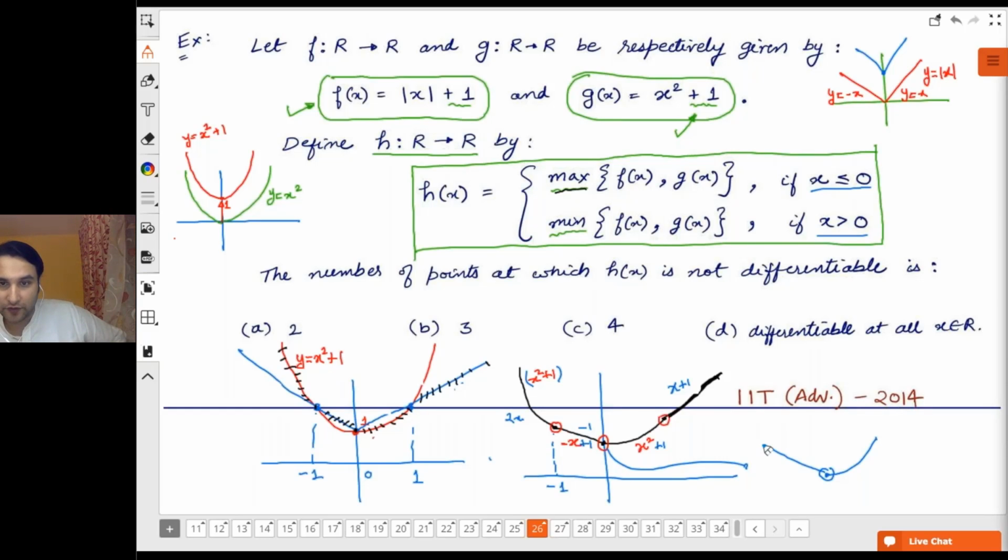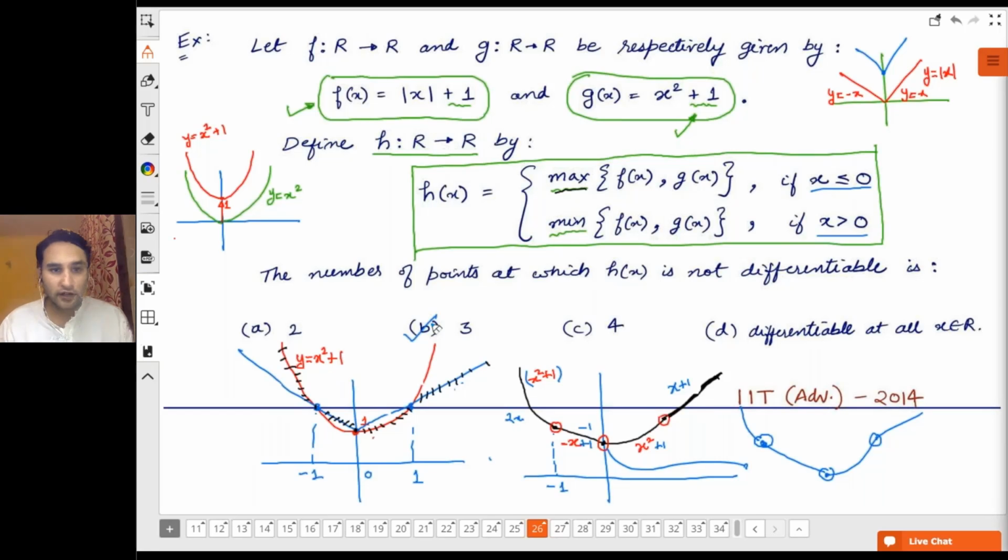So if I magnify it, it will look like this. A sharp corner here as well. Okay? And a sharp corner here as well. How many sharp corners? 3. So the answer is the number of points where h(x) is not differentiable is 3.